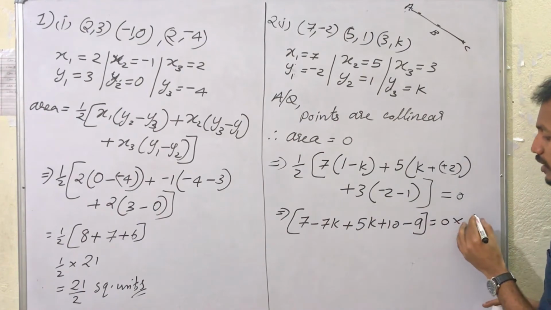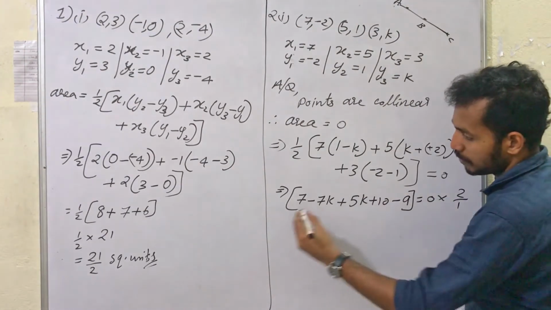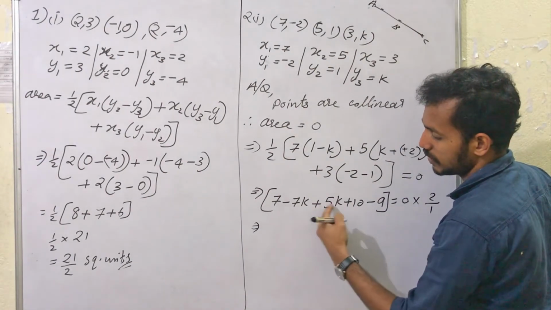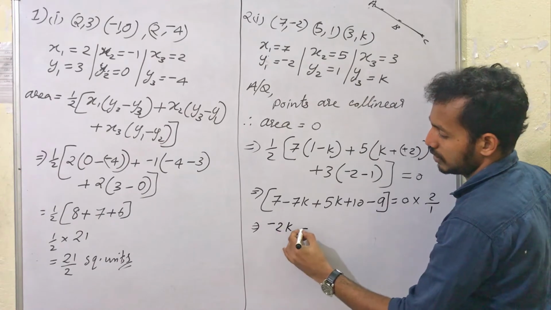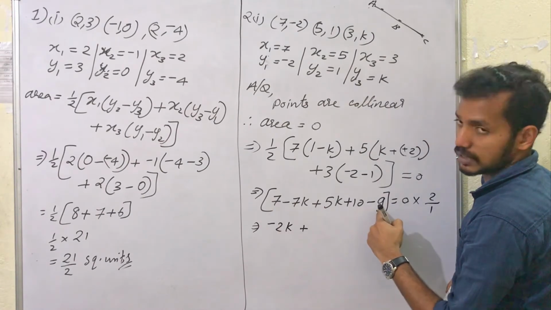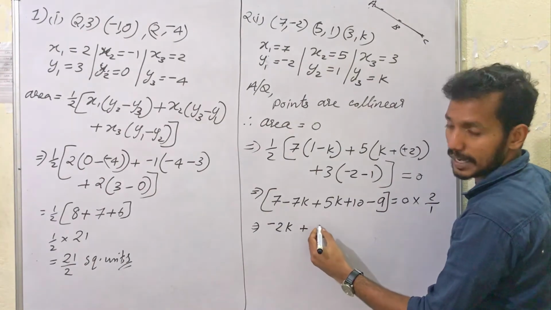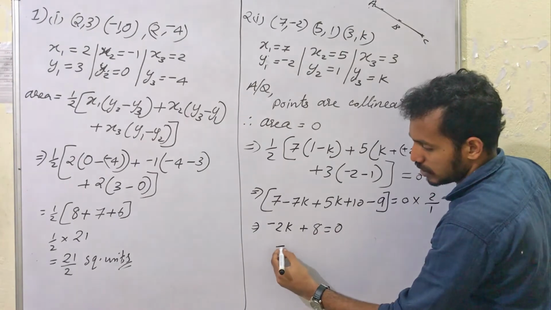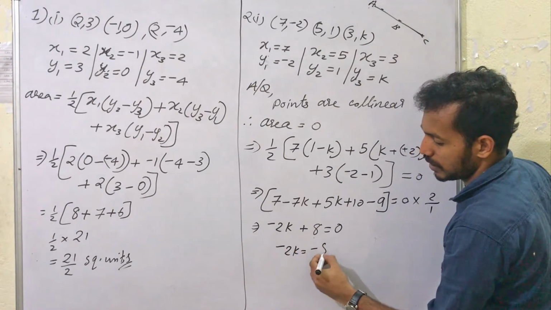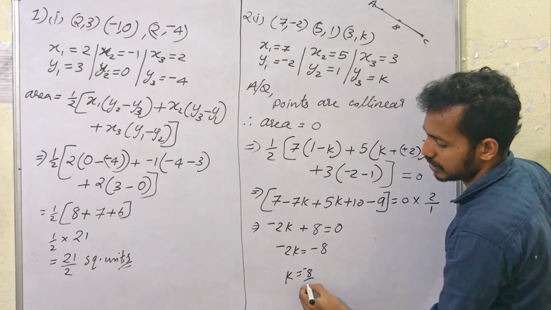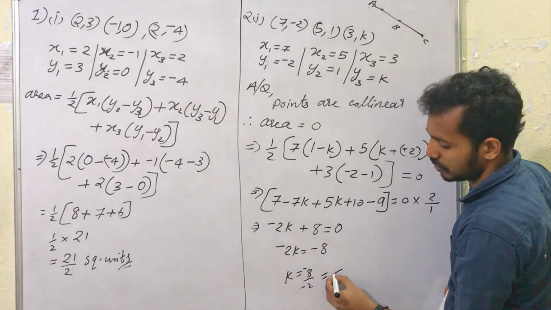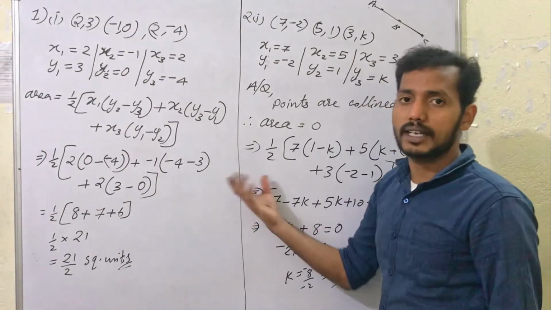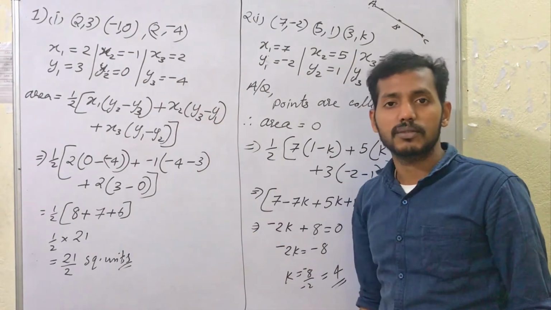This 1 by 2 we took to the other side, so that will be 2 into 0, which is 0. Now just combine the terms which have k, that is minus 7k plus 5k will be minus 2k. Plus 10 minus 9 is 1, 1 plus 7 is 8, which is equal to 0. That is minus 2k is equal to minus 8, k is equal to minus 8 divided by minus 2, which is equal to 4. Okay, so these are the two main types of question based on area of triangle.